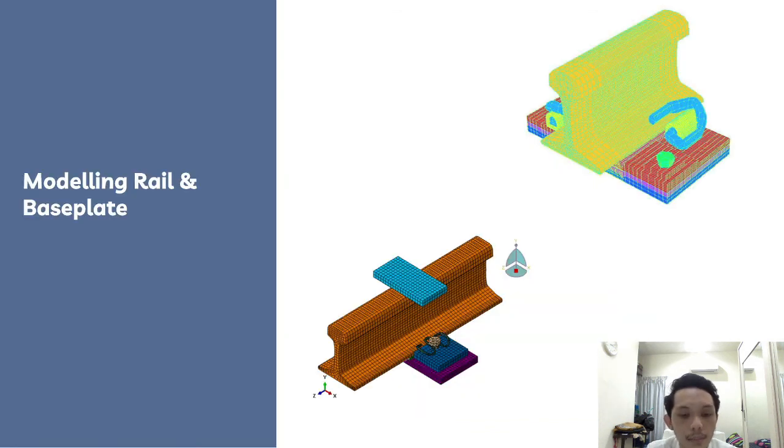As you can see on this slide, this is the expected analysis and modeling of the rail and base plate fastening system that I try to achieve by using ANSYS software with the help of SolidWorks software.